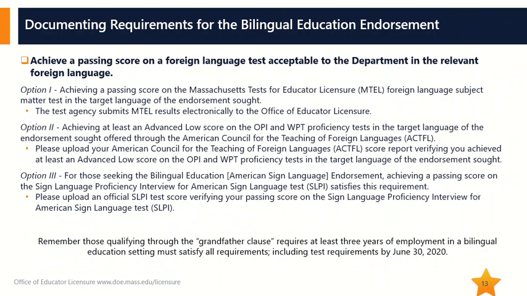The department currently accepts Massachusetts tests for educator licensure and the tests offered by the American Council on the Teaching of Foreign Languages for the relevant foreign language towards satisfying the test requirement. Individuals seeking the bilingual education American Sign Language endorsement must achieve a passing score on the Sign Language Proficiency Interview for American Sign Language Test, SLPI. You can find additional information about these tests through the links contained within the overview located directly beneath this video.